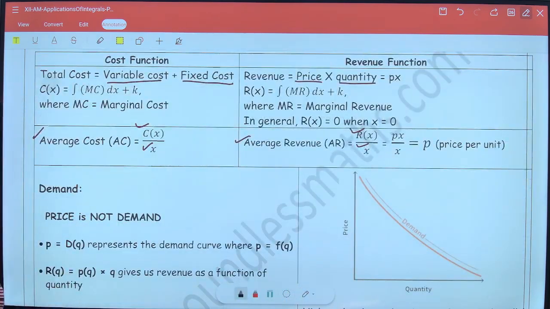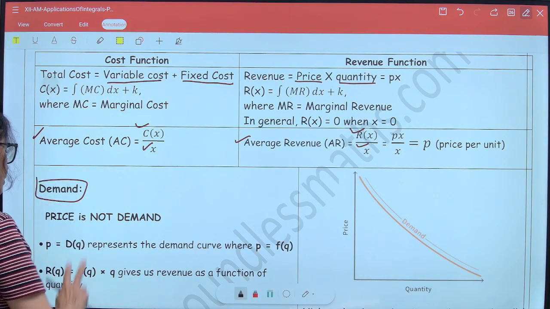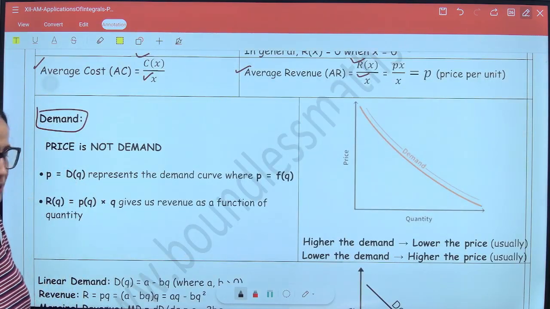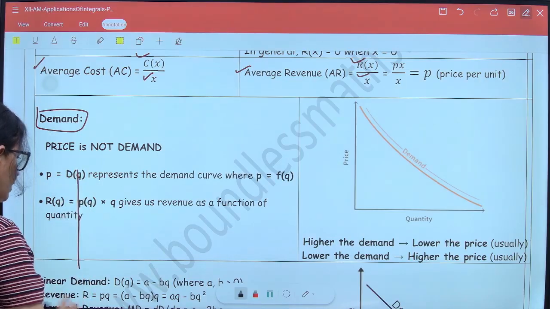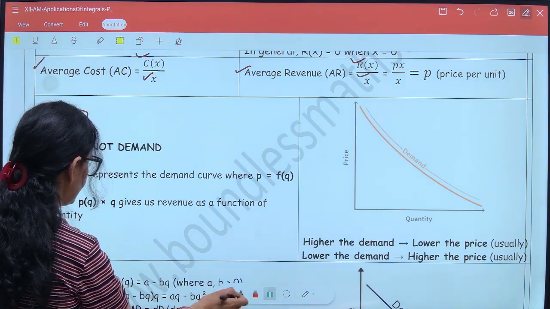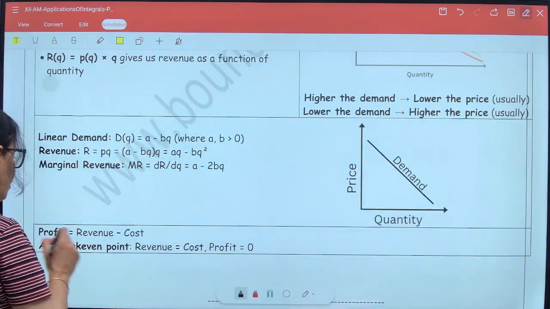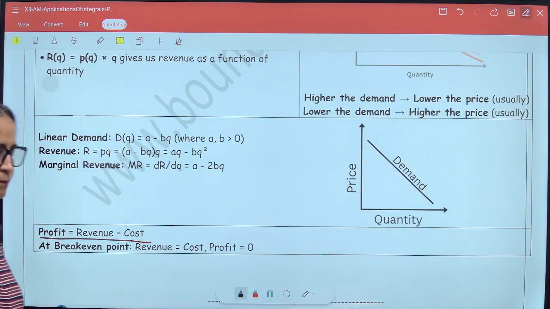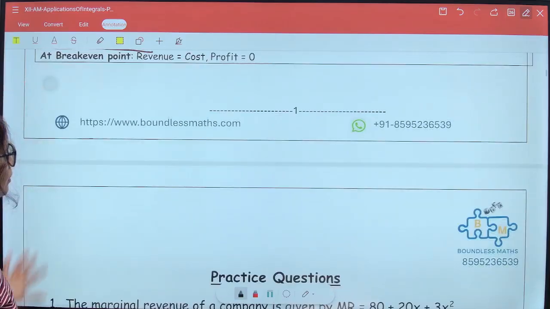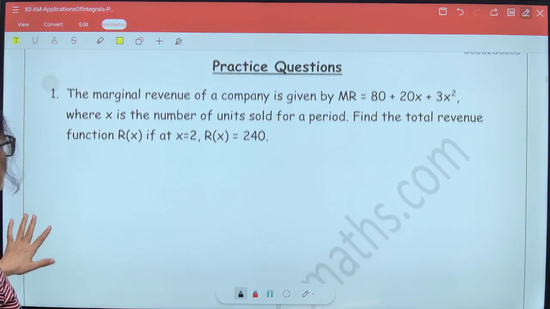So we have already talked about all the basics of these: demand and what is profit. What is demand? Price is not demand, price is different, demand is different. Then we also had a look at what is price, what is profit. Profit is revenue minus cost. So now let's start with solving questions related to cost and revenue.